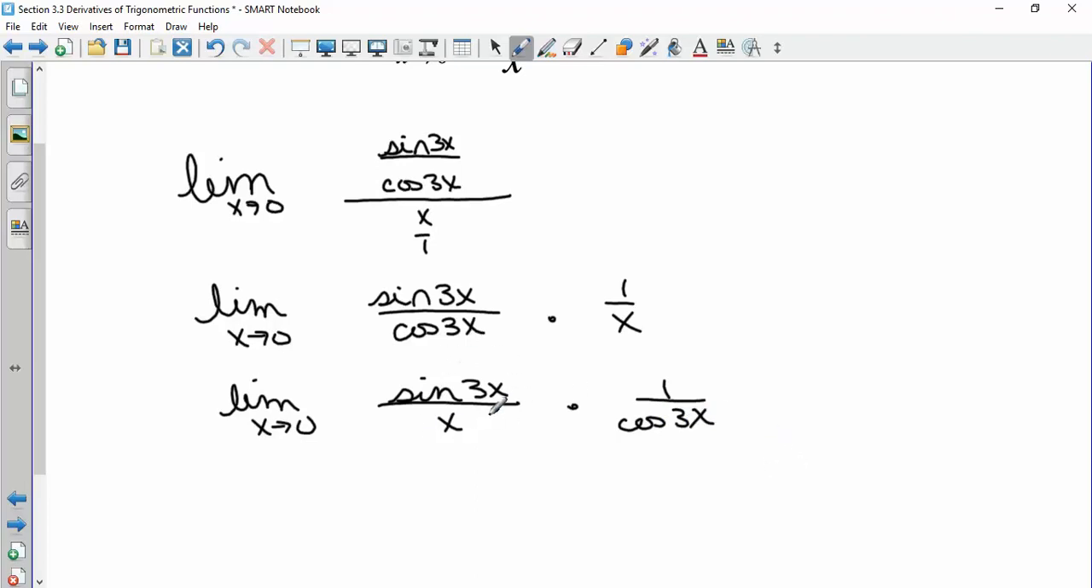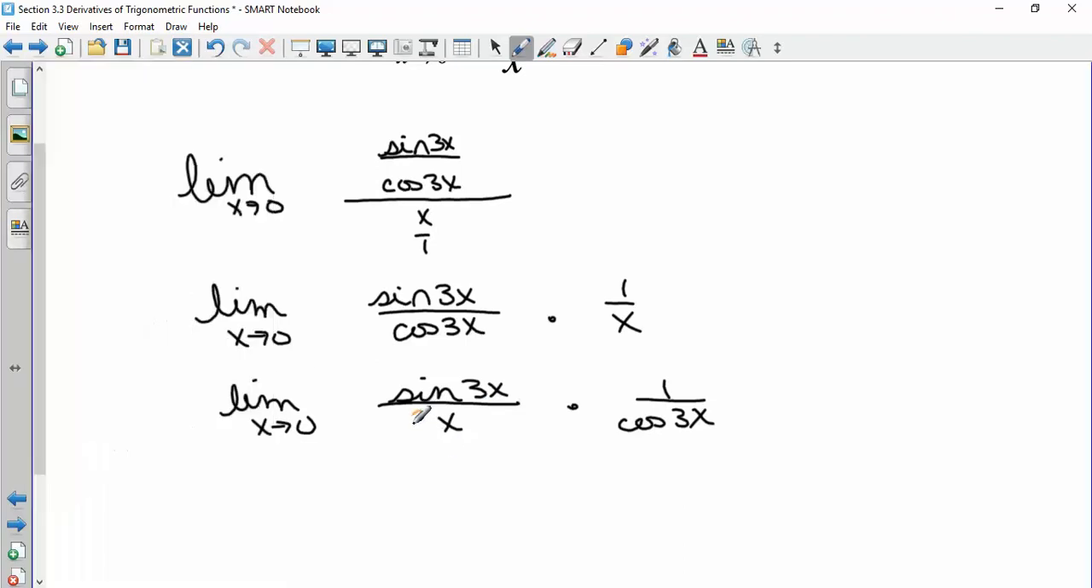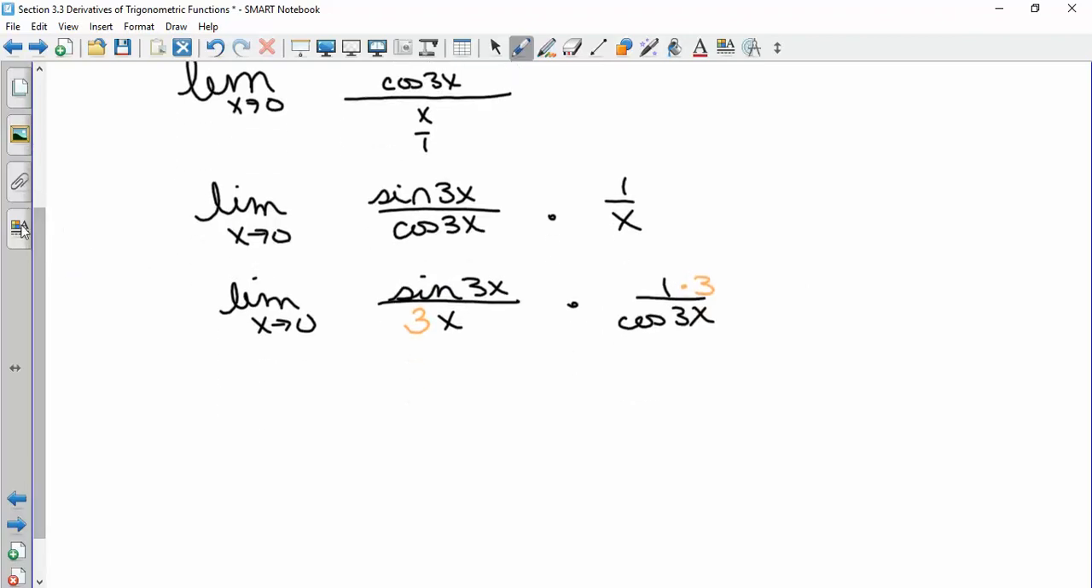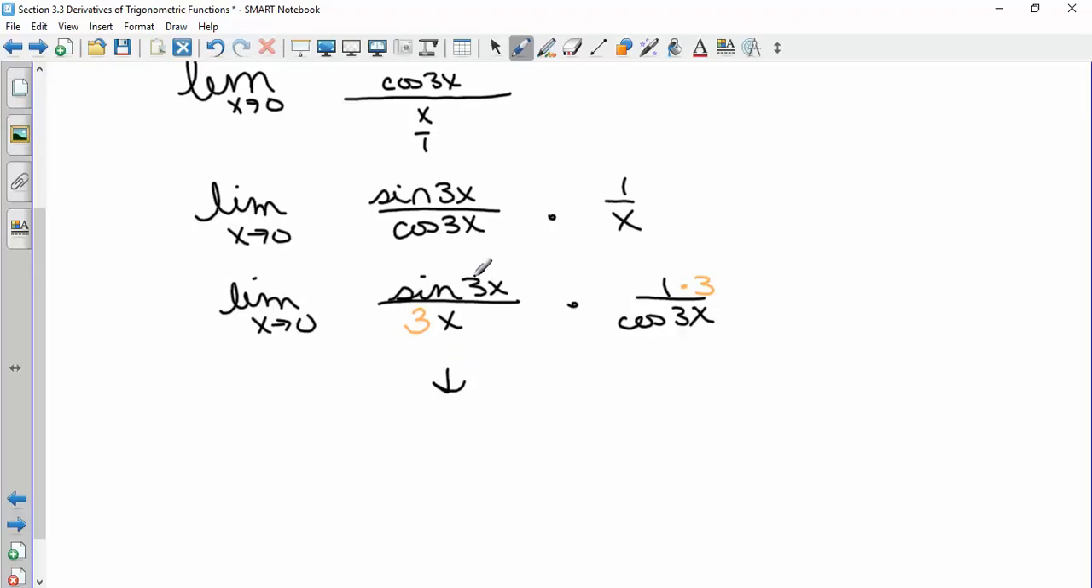In order to evaluate this, sine 3x over x, what do we need? A 3 on the bottom. If I put a 3 on the bottom, though, we have to do it on the top. Would it be okay if I moved it and put it on top over here? Because these 3's would still cancel out, because they're multiplied together, 1 on top, 1 on the bottom would drop. So I haven't changed my problem. Now, if I evaluate this limit, sine 3x over 3x, what's that going to go to?